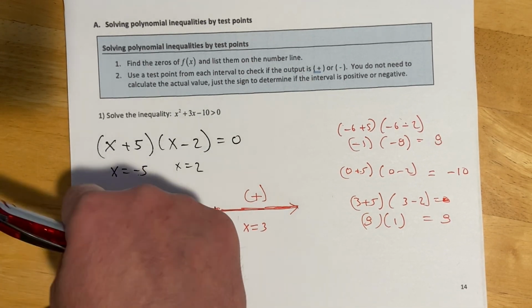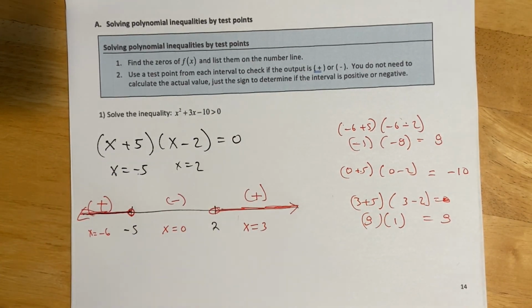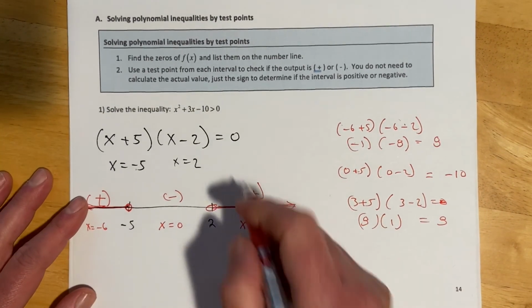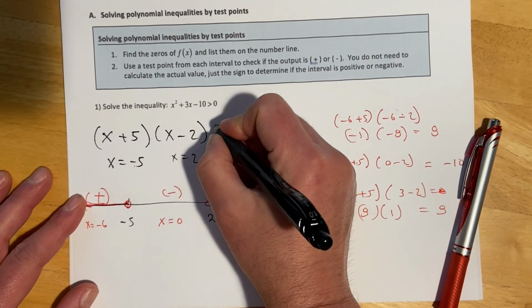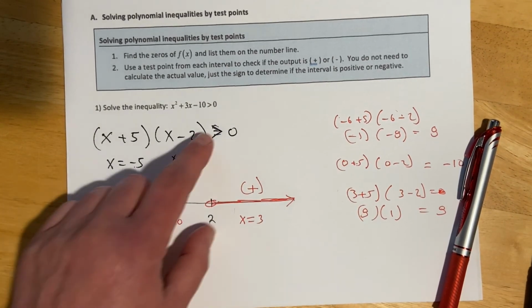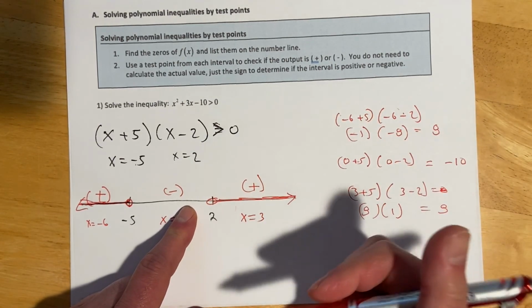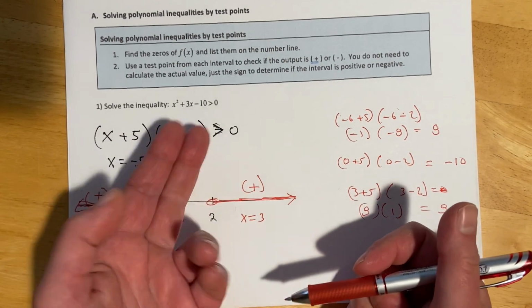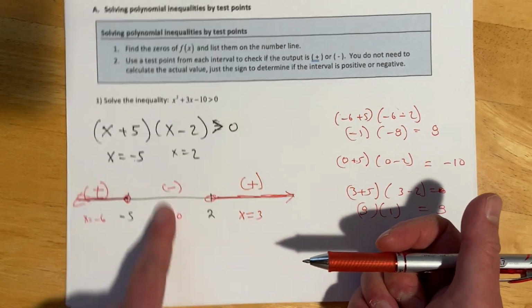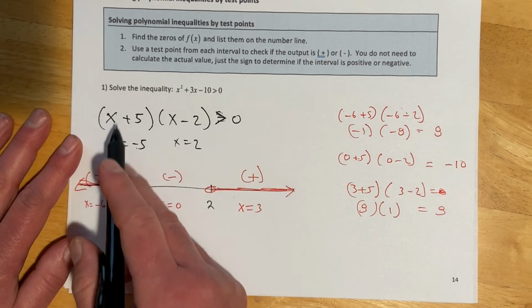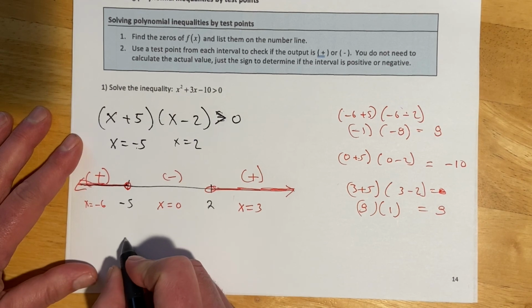the zeros, and then we grab one point from each interval and we test it, and if it comes out, in this case we're working with greater than 0. So if it comes out positive, then that's a solution. If it comes out negative, not a solution. If this had been reversed and this was less than 0, we would have wanted our answer to be the negative region. And then typically in this, we'll give our answer in interval notation.